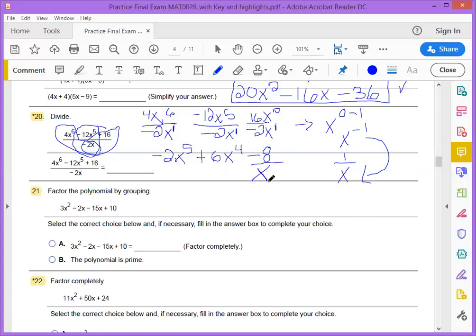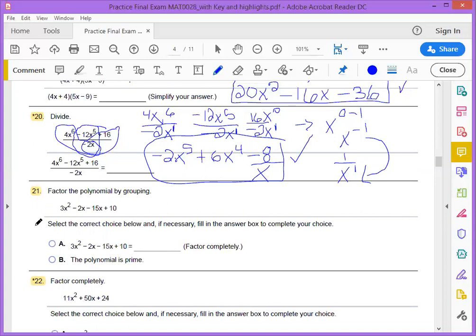We move that x to the denominator because it's a negative power, and we want it to be positive. You don't have to write the 1 there. So this will be our answer: negative 2x to the 5th power plus 6x to the 4th power minus 8 over x.